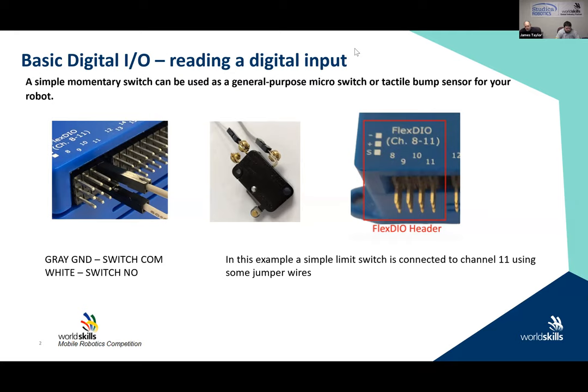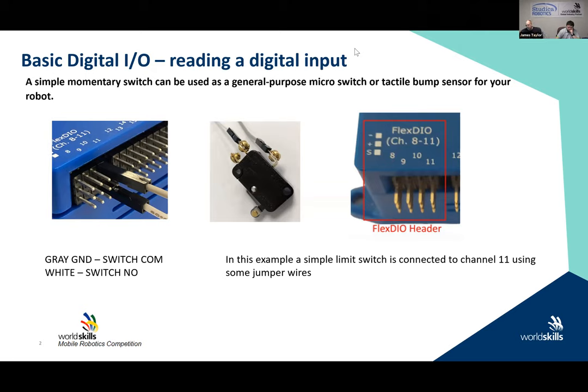This is just a simple momentary switch, a general purpose micro switch. It could be used as a tactile bumper. So in the past, we've had people put these on the front of the robot and they've moved the robot back to a wall and engaged the limit switch, just to make sure that both limit switches are active in order to line that up.